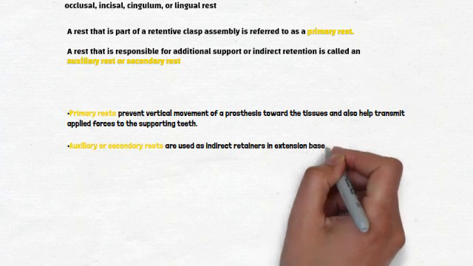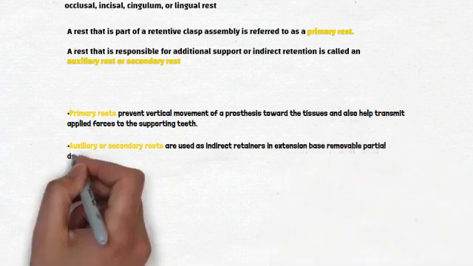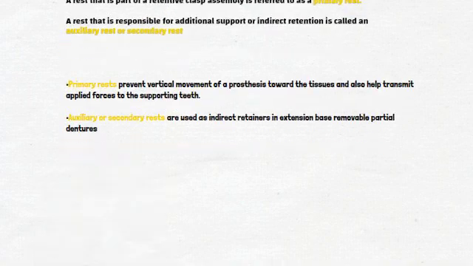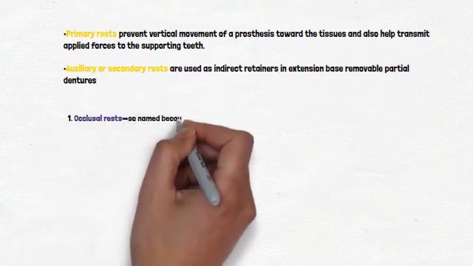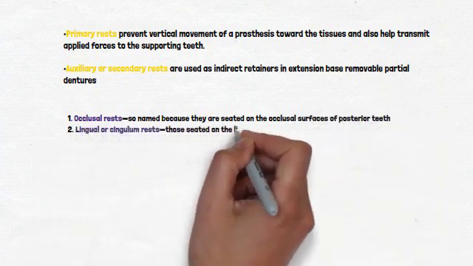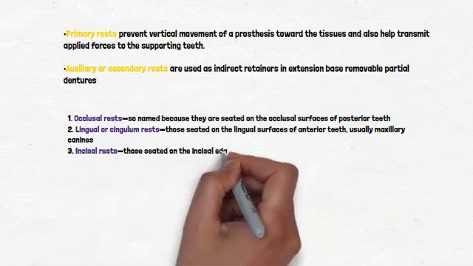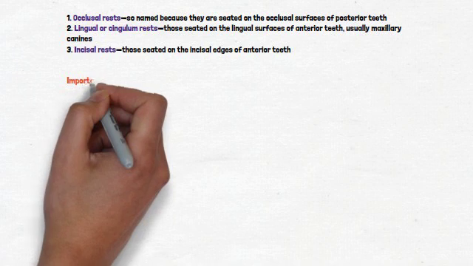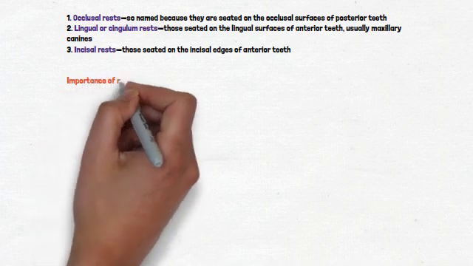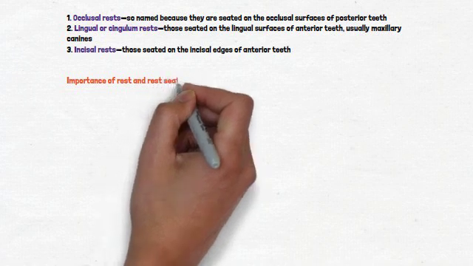Importance of rest and rest seat. Forces that are applied to a removable partial denture must be transferred to the supporting teeth and tissues in an atraumatic fashion. In addition to transferring forces, each rest should serve as a vertical stop for the prosthesis. Firm, positive contact between a rest and rest seat minimizes vertical displacement of the prosthesis and prevents injury to the soft tissues. A rest also must maintain the retentive clasp in its proper position.